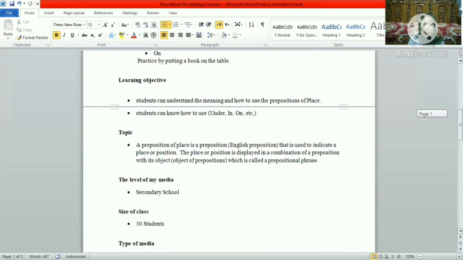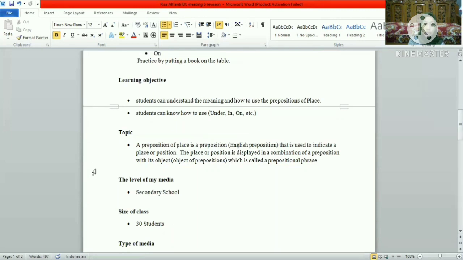About the learning objective, you all can understand the meaning and how to use the prepositions of place. You can know how to use under, in, on, at, between, and so on.